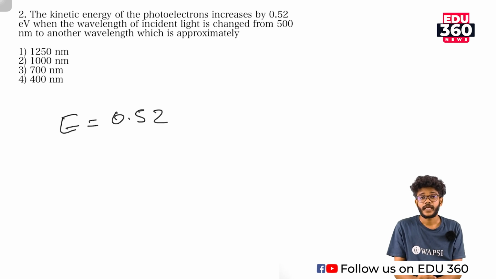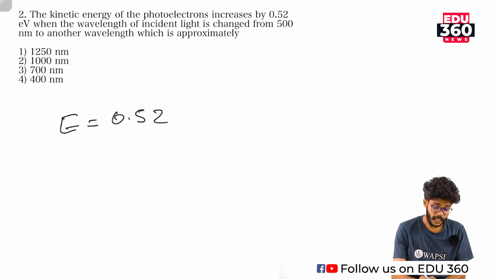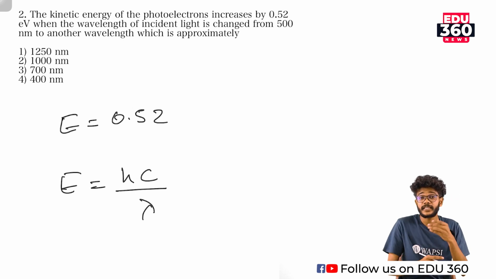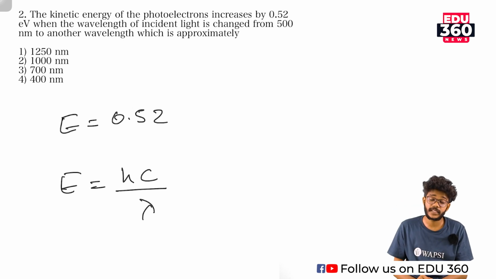What is meant by addition of energy? Energy is E equal to h nu. That means energy is proportional to nu, that means frequency, and energy is inversely proportional to lambda, wavelength. So E is equal to hc by lambda. That means when lambda increases, energy will decrease. When energy increases, lambda will decrease. So when the question says that additional energy is given, the new wavelength should be less than 500 nanometer.